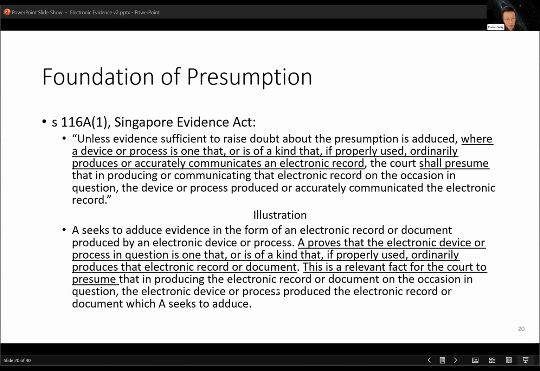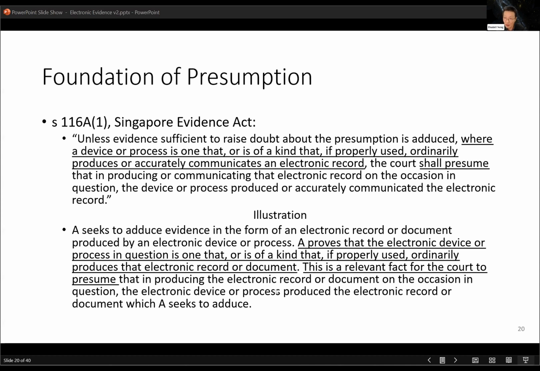What is the position of the law in Singapore? Now, I wish to point out that the position in Singapore, on the face of it, looks the same as that in England, but if one examines the language behind the requisite provision, which is section 116A of the Singapore Evidence Act, one notes a very key and subtle difference.